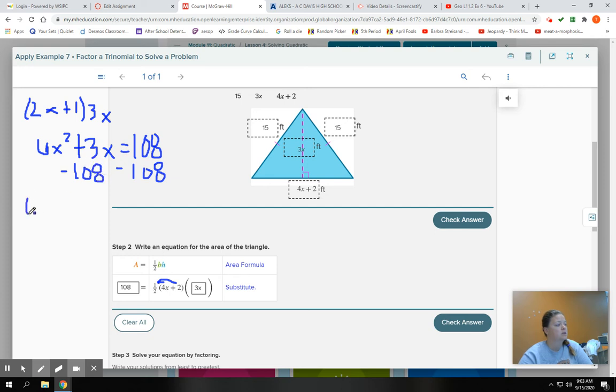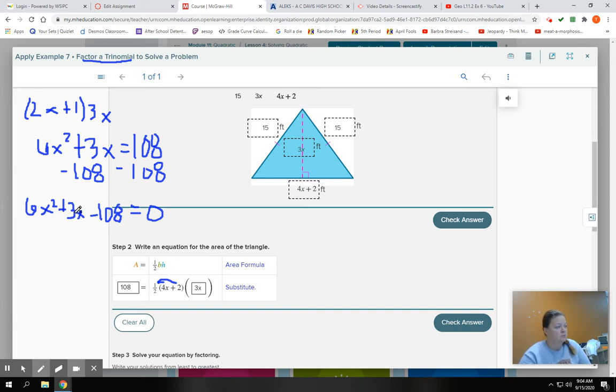That's going to give us 6x squared plus 3x minus 108 equals 0. Okay, now remember, we're factoring a trinomial, so we're going to factor this. And the first thing we're going to do is see if we have any greatest common factors in here.